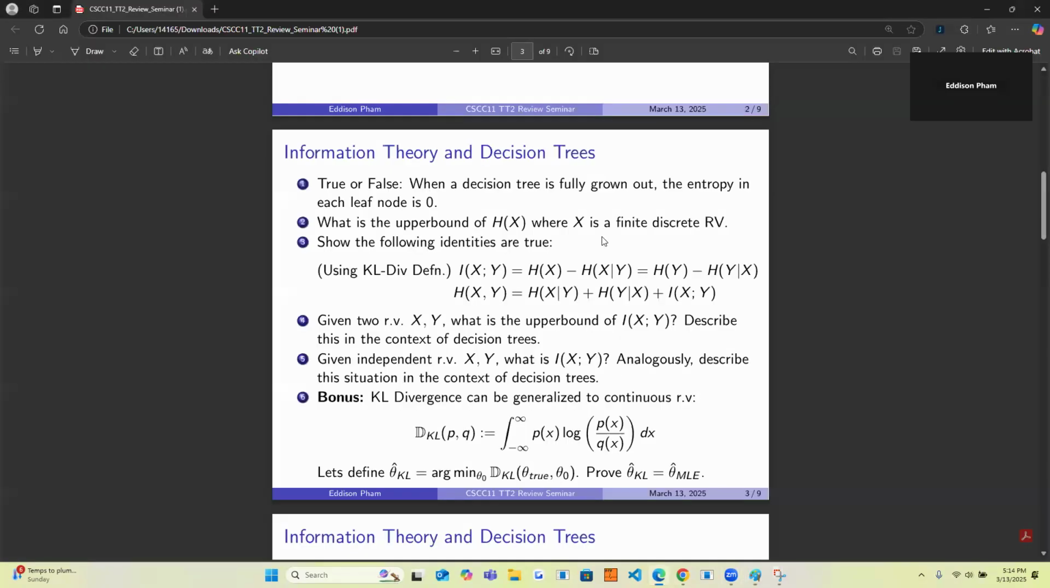Next question. I'll give you guys 3 minutes for this one. What is the upper bound of the entropy of X, where X is a finite, discrete random variable? So X can only take finitely many values. I want you to find the maximum possible value this entropy function can reach for a given X. Does that make sense for everybody? Does anyone not understand this question? Okay, I'll give you until 5:17.